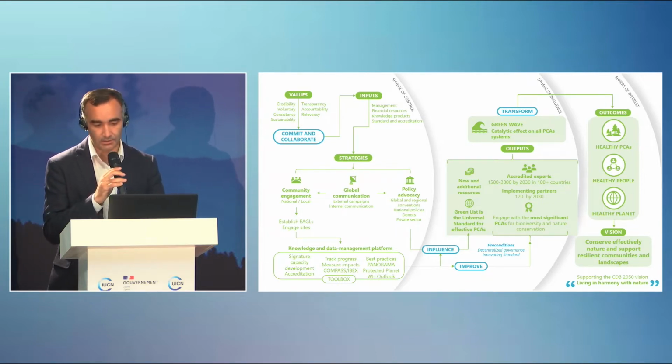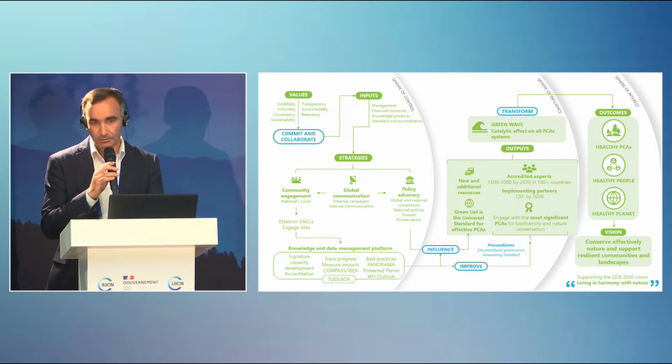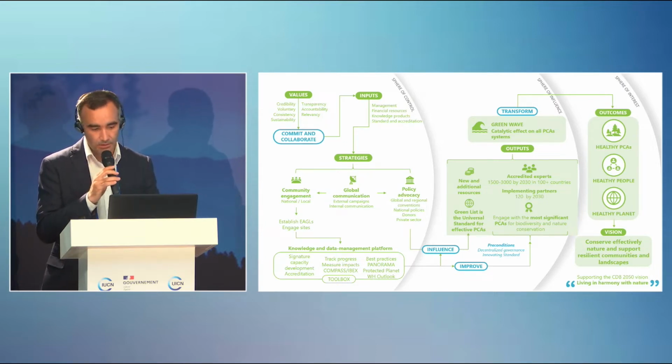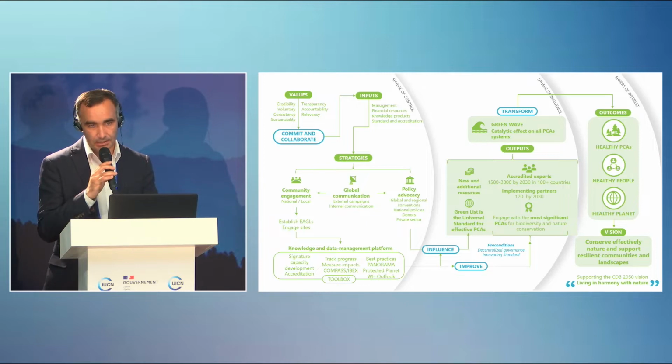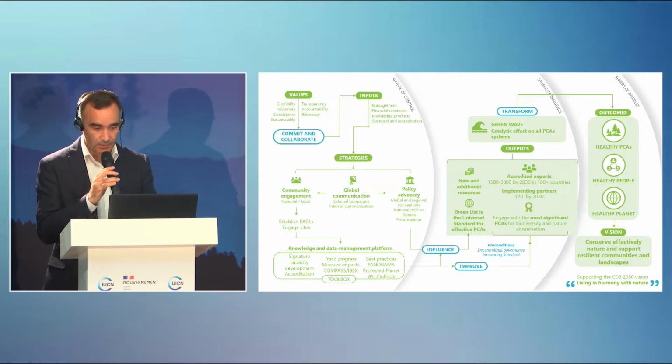We would like to have at least 1,500 experts in 100 countries at least. But also to engage, as mentioned by Mark previously, the most significant PCAs worldwide for conservation and biodiversity and cultural values. We would like also to generate new and additional resources to support the Green List and support the sites committed to the Green List standard. And we would like also by 2030 to have the Green List as a universal standard for effective PCAs globally, but also at regional and national level.